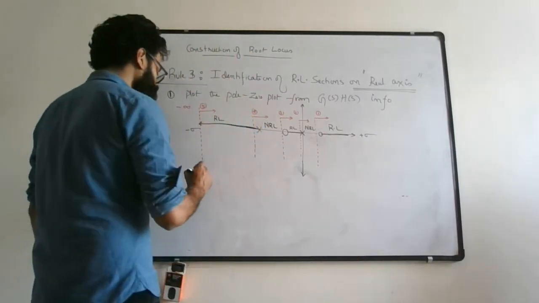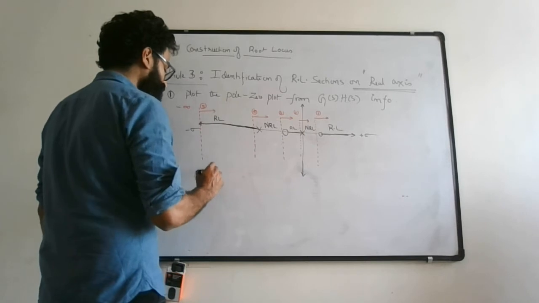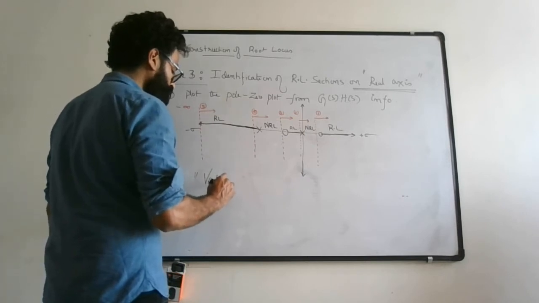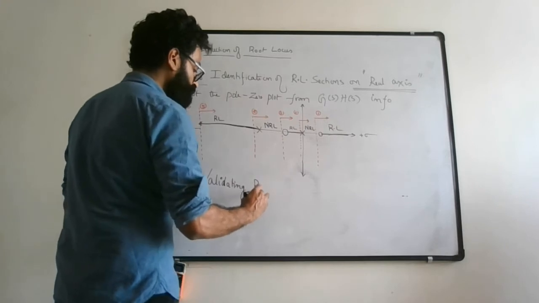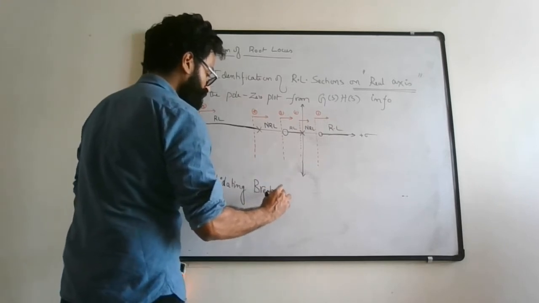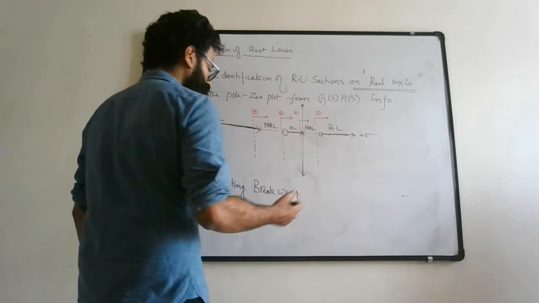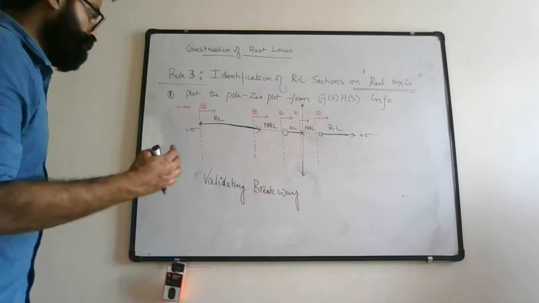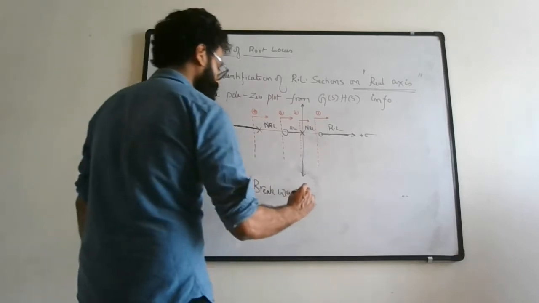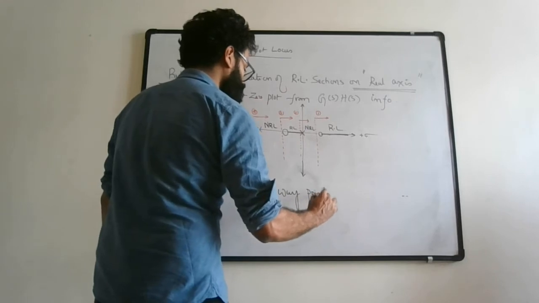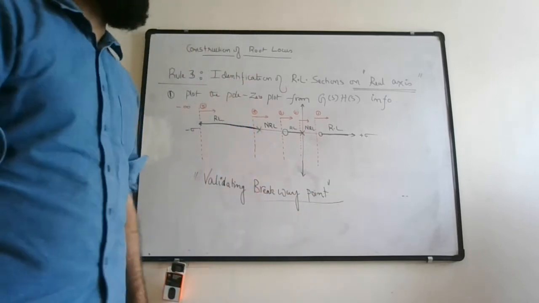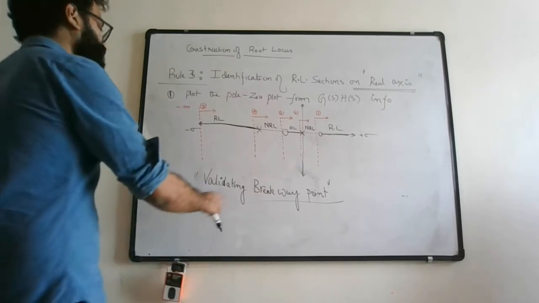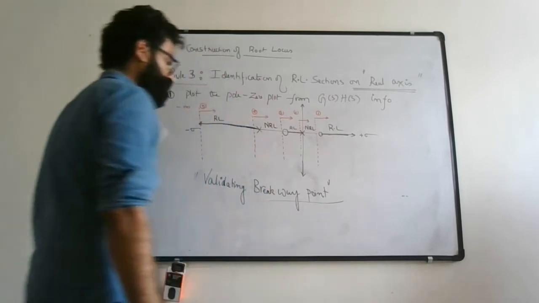Now, why is rule number 3 required? This rule number 3 helps in validating something known as the breakaway point. I think I have given information about the breakaway point, right? The breakaway point is the point at which two branches of the root locus meet. So it helps in finding out the breakaway point.